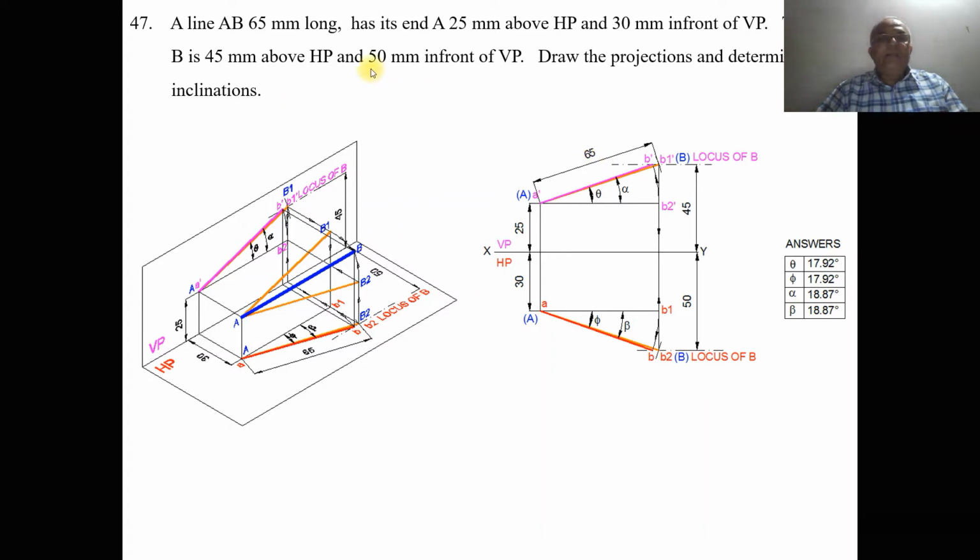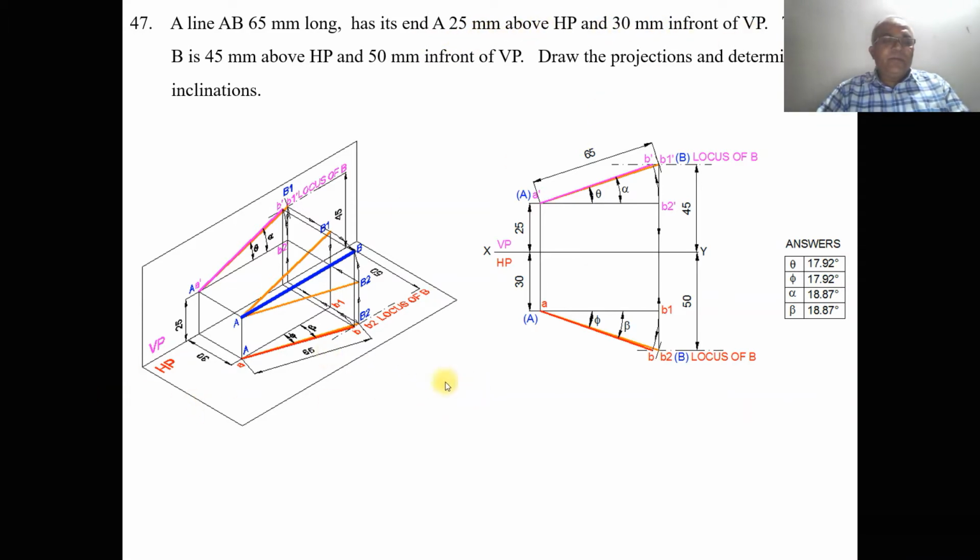So here, as stated, he has given the distances of A and also B. That means A is 25 mm above HP and 30 mm in front of VP. B is 45 mm above HP and 50 mm in front of VP. So he has given the locus of B both in the front view and in the top view, and he has also given the true length. Initially, we will take up A, 25 mm above HP and 30 mm in front of VP.